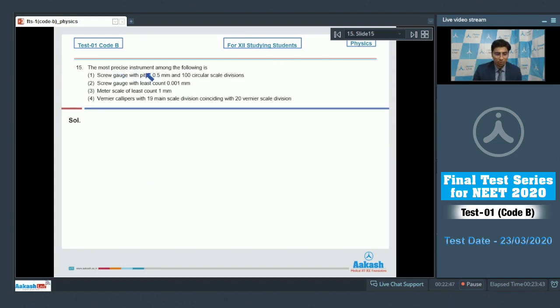Question 15 says that the most precise instrument among the following is. Dear students, the precision will be high for the instrument for which the least count is minimum. And for this question, the minimum least count is for the screw gauge as in option 2, that is 0.001 millimeter, and hence the answer for this theoretical question is option number 2. Now moving on to question number 16.